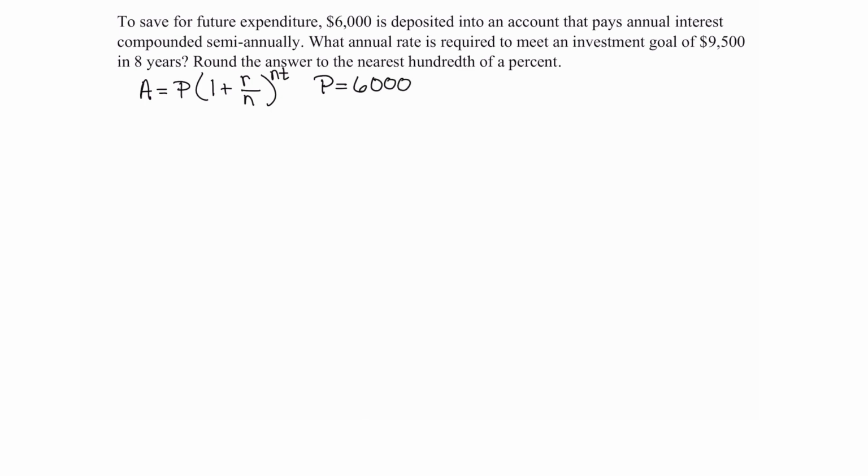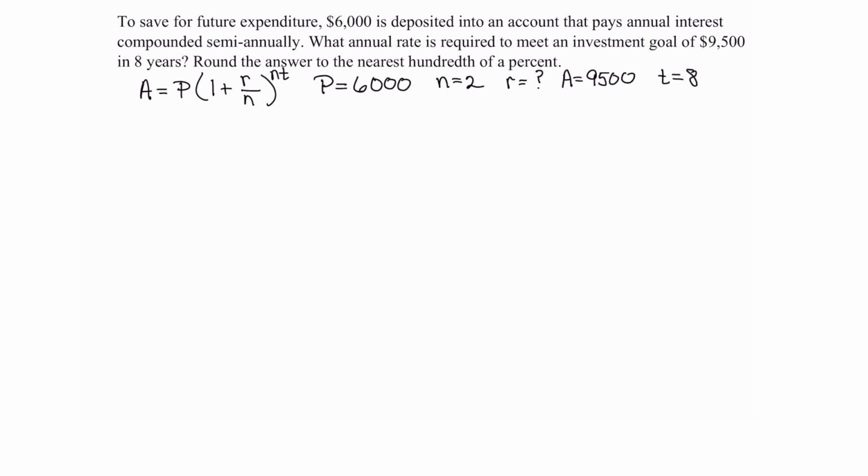Now it's into an account that pays annual interest compounded semi-annually. Well, that means 2 times a year. So that's our N. N is 2. What rate? So what annual rate means that we're trying to figure out what the R is required to meet the investment goal of $9,500. So that means the amount we're trying to attain is $9,500 in 8 years. So time, and it's in years, so T is equal to 8.